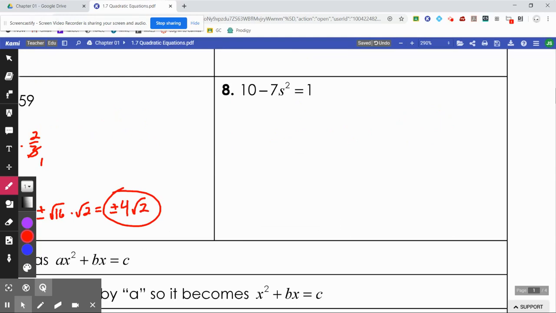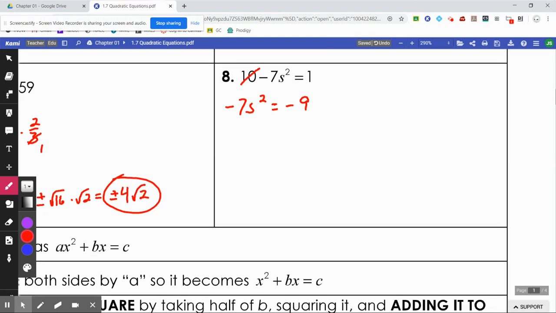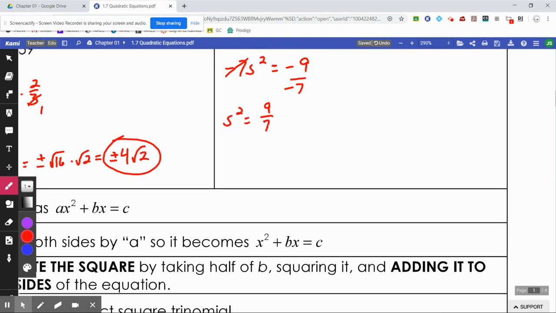Okay, number 8. Step number 1, let's move our 10 over. Leaves you negative 7 s squared equals, when you subtract 10, 1 minus 10 is negative 9. We now divide by negative 7, and it gives you s squared is equal to, a negative divided by a negative is a positive, so that'd be 9/7. To get rid of the square, let's do plus and minus the square root of 9/7.